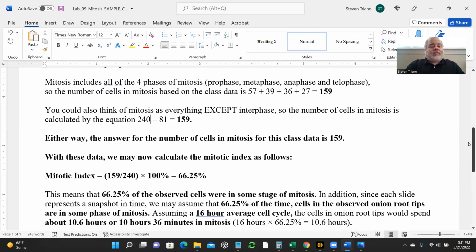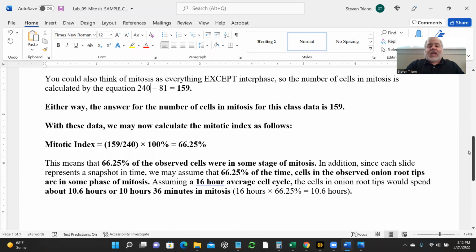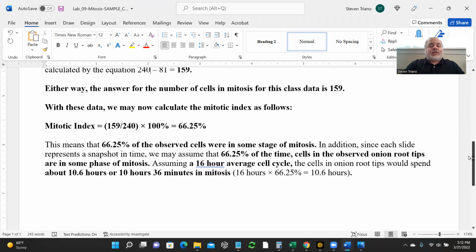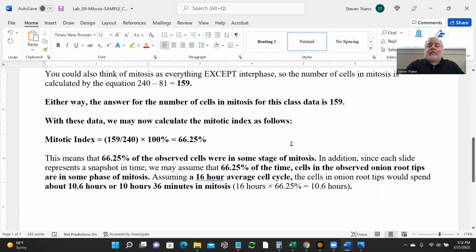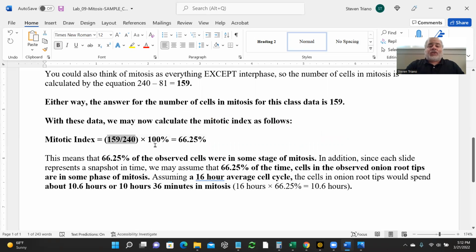And I will re-upload that file in a moment. But either way, the answer is 159. And so the mitotic index is how many cells are in mitosis? 159 out of the 240. At any given time, these rapidly dividing cells are in mitosis about 66% of the time, based on this particular class data.